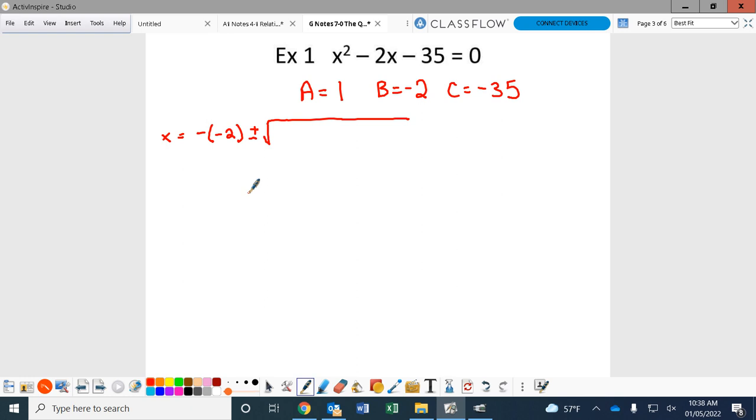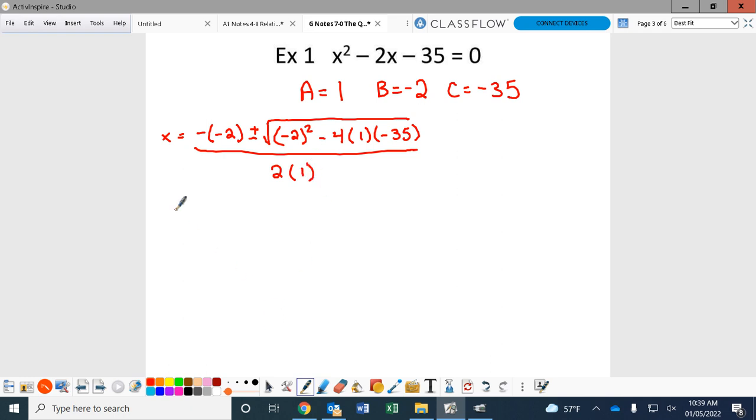And then it's going to be b squared, so it's going to be negative 2 squared. And guys, it's always minus 4. That number doesn't ever change. It's always minus and it's always 4. Minus 4 times A and C, so it's times 1 and times negative 35. I use parentheses just to keep my negatives and positives straight. You can put dots, but it gets confusing. I would suggest parentheses. All over 2 times A, which in this case, that'd be 2 times 1.